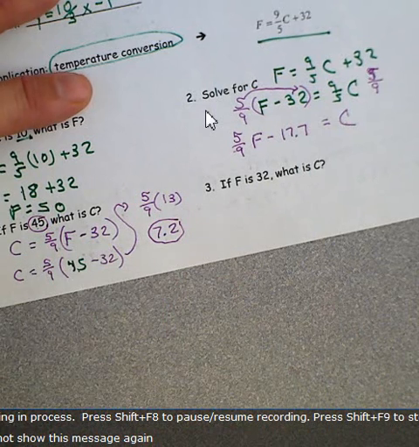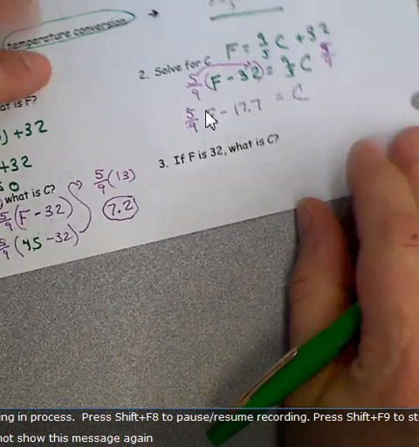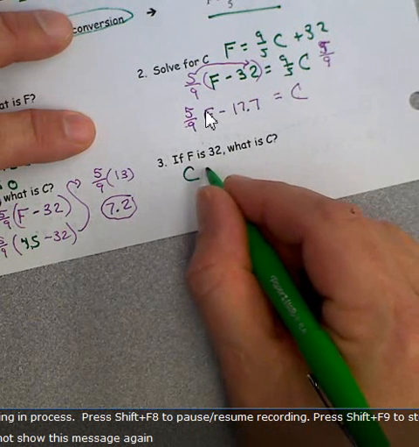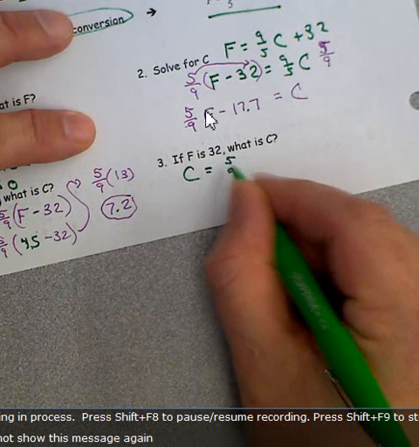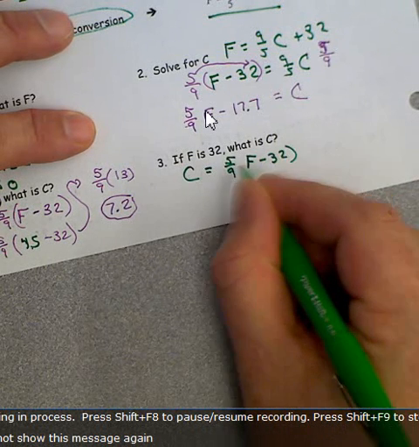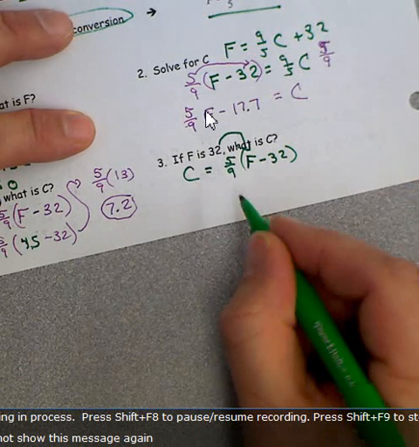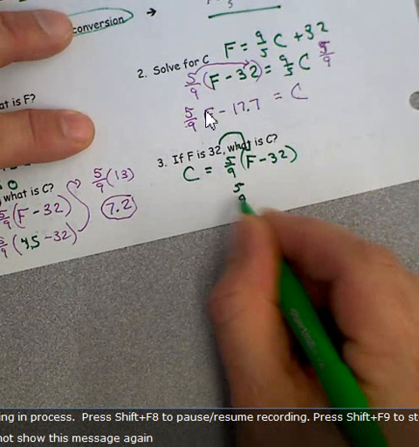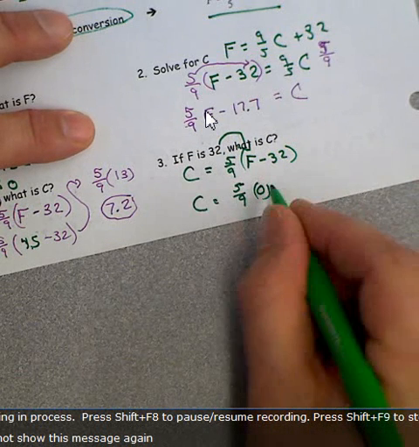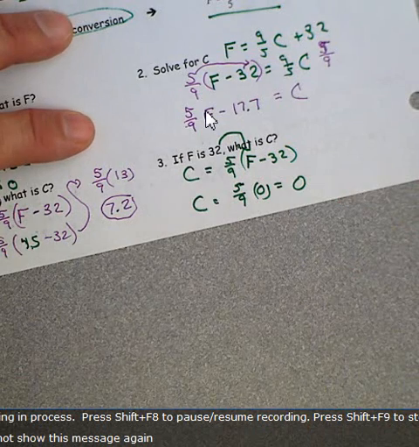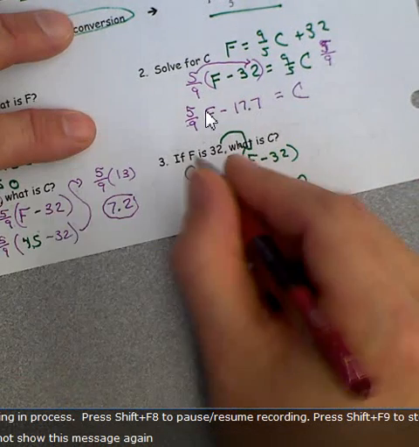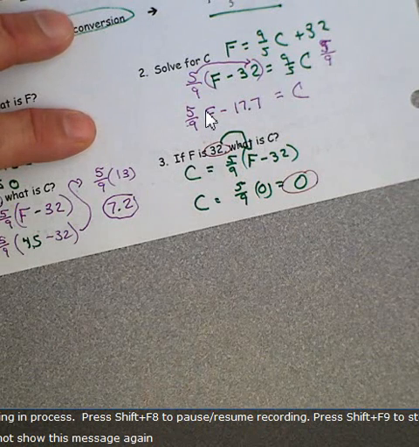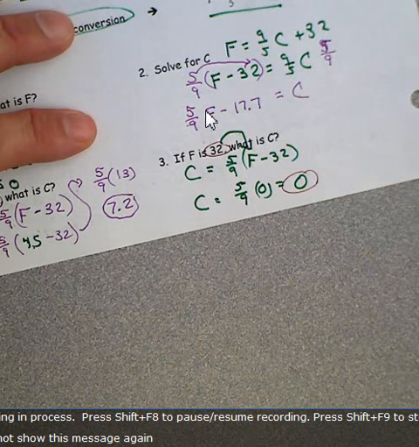Last question. If F is 32, what is C? So I have the equation C equals 5/9 times F minus 32. And when I put 32 in for F, 32 minus 32 is 0. 5/9 times 0 gives me 0. You probably already knew that freezing is 0 degrees Celsius, 32 degrees Fahrenheit. So that sort of makes sense to me. Makes me feel like I have the equation right too.